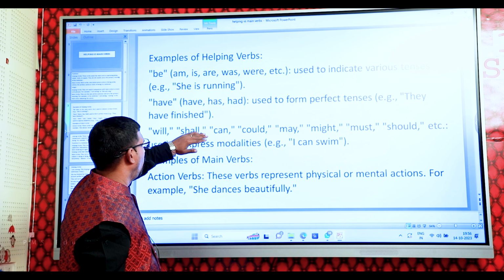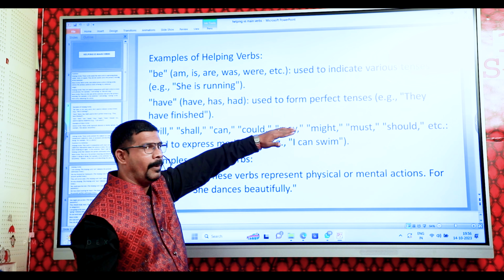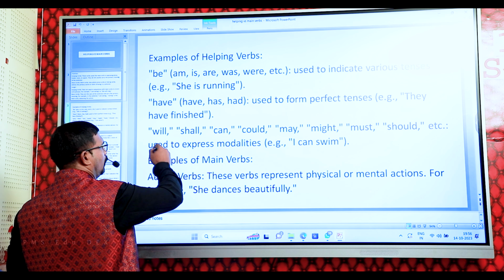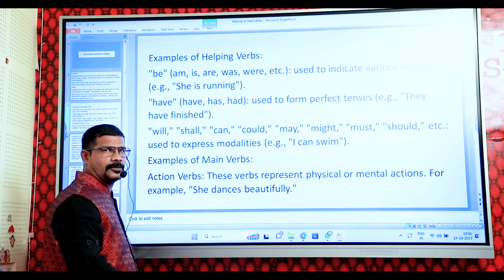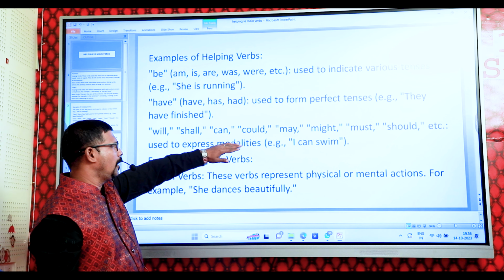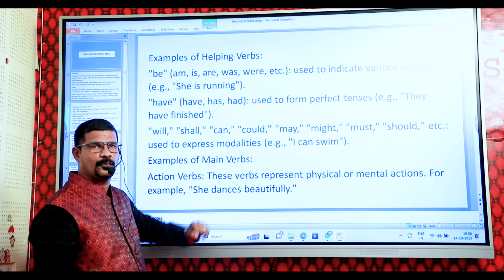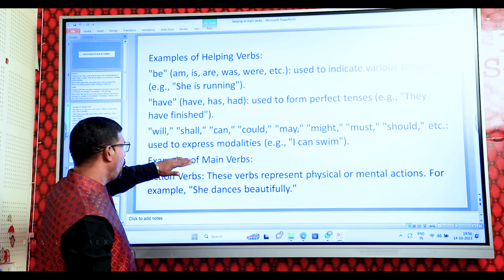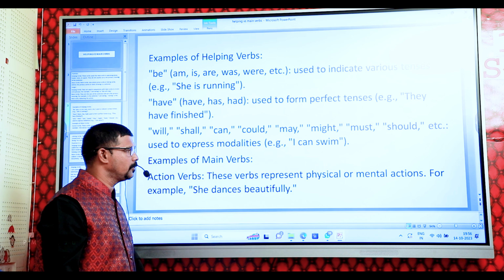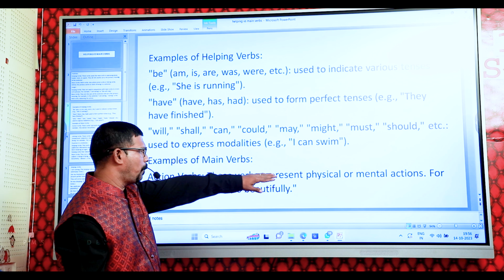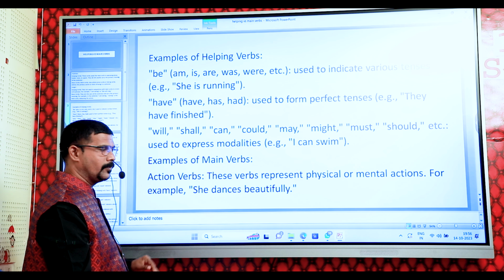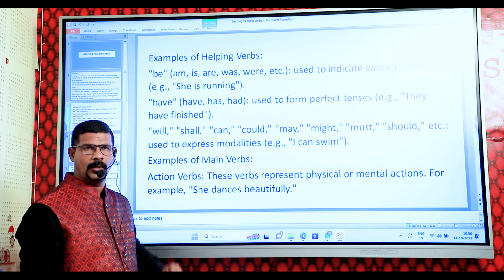Will, shall, can, could, may, might, must, should, etc. So here, the modals and auxiliaries are used to express modalities. Example, I can swim. Examples of main verbs. Action verbs. These verbs represent physical and mental actions. For example, she dances beautifully.